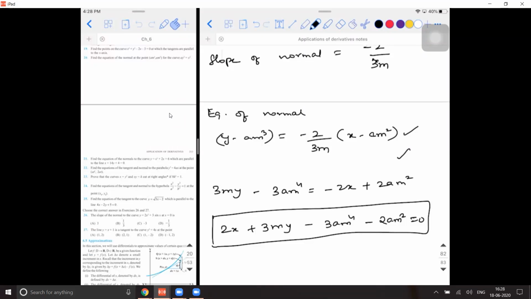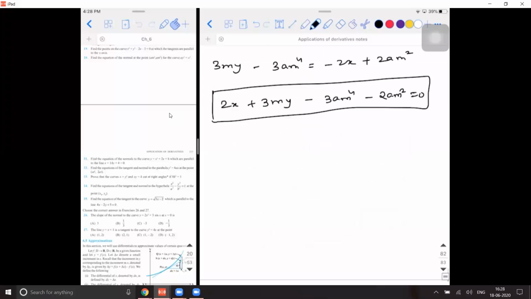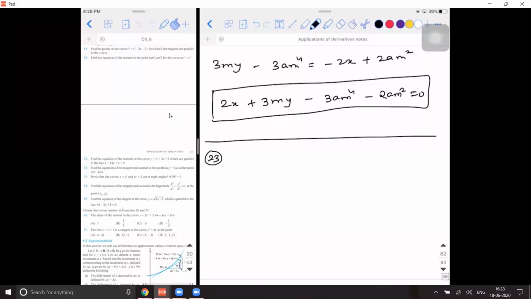So 21 and 22, you people can take it as homework. I'll do the 23rd problem. So 23rd, what is it that we need to prove? Prove that the curves x is equal to y square and xy is equal to k cut at right angles.